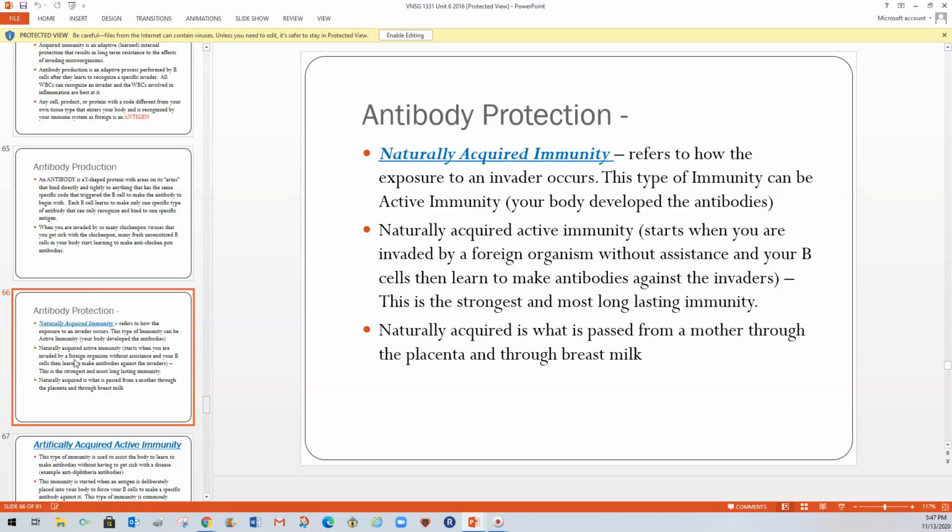Naturally acquired active immunity starts when you are invaded by a foreign organism without assistance, and your B cells then learn to make antibodies. That's the strongest and most lasting immunity, naturally acquired immunity. It is passed from a mother through the placenta and through breast milk.